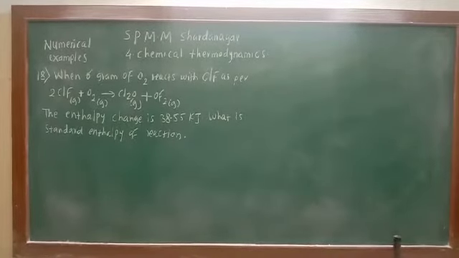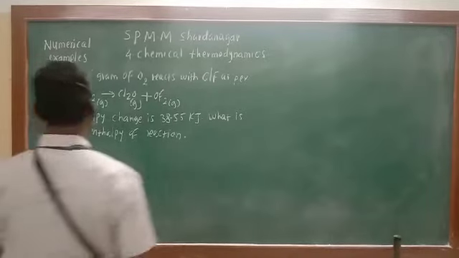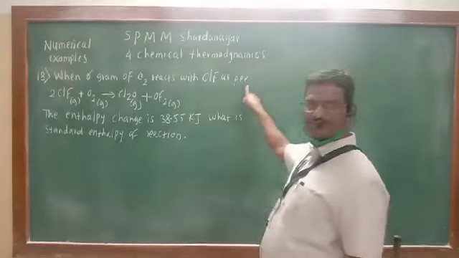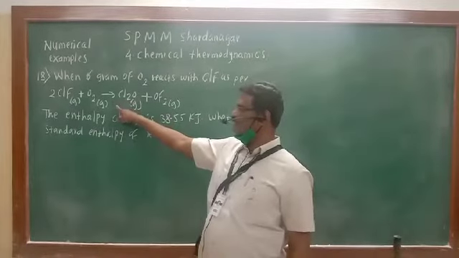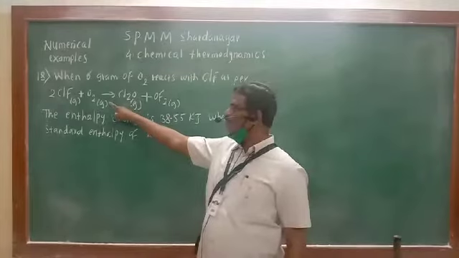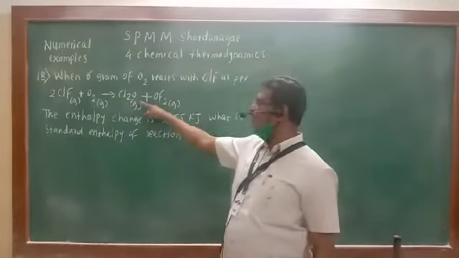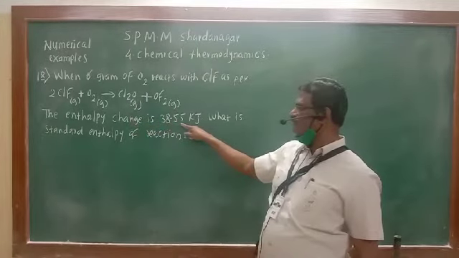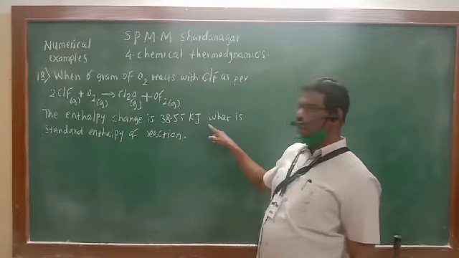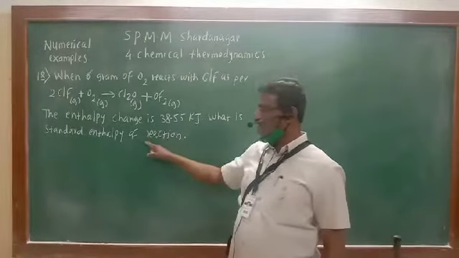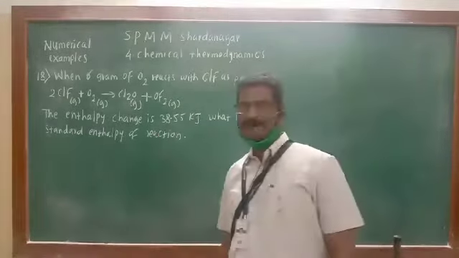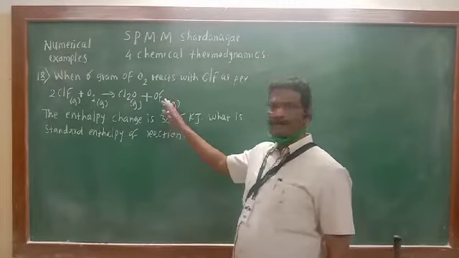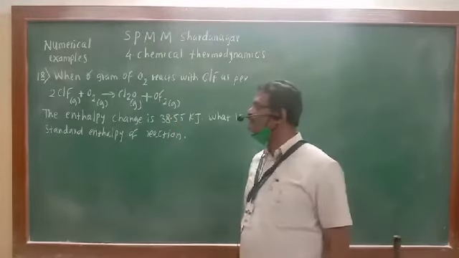Now see problem number 18. When 6 gram of oxygen reacts with ClF, as per this reaction, 2ClF plus O2 giving Cl2O gas plus OF2 gas, the enthalpy change is 38.55 kilojoule. What is the standard enthalpy of reaction? Standard enthalpy of reaction we have to calculate under standard conditions of temperature and pressure.